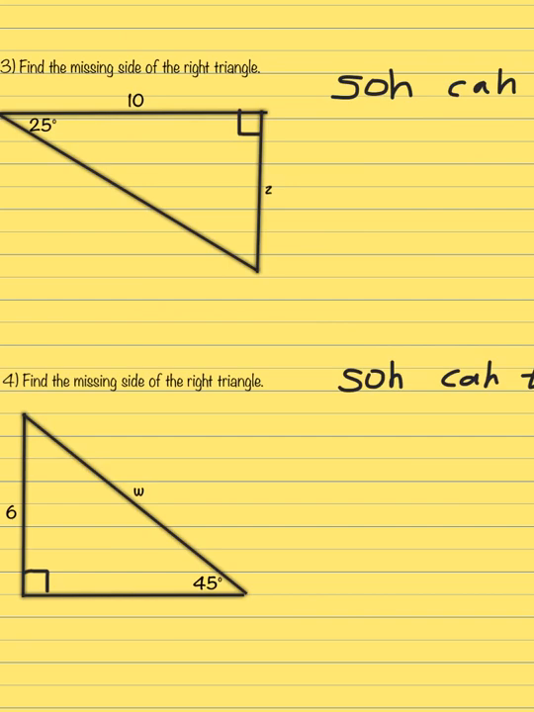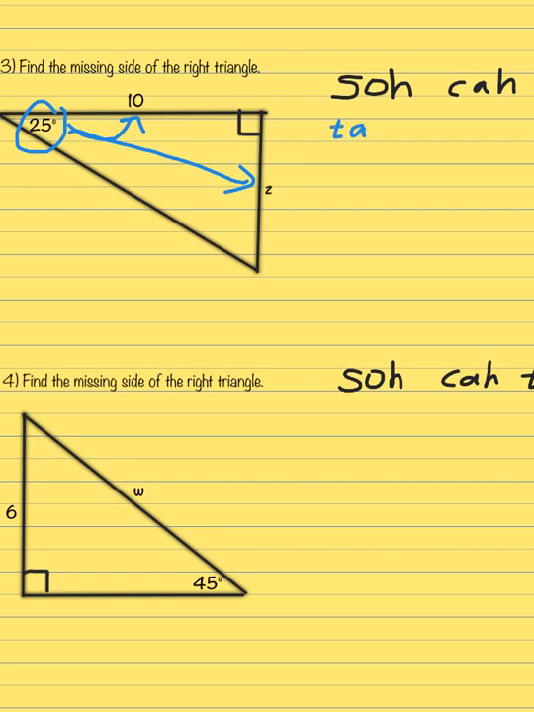Question number 3. Find the z in this case. So we're going to find the angle we know, which is the 25. And then in relation to that angle, we have the opposite side and the adjacent leg. So which one has opposite and adjacent? That would be the TOA.